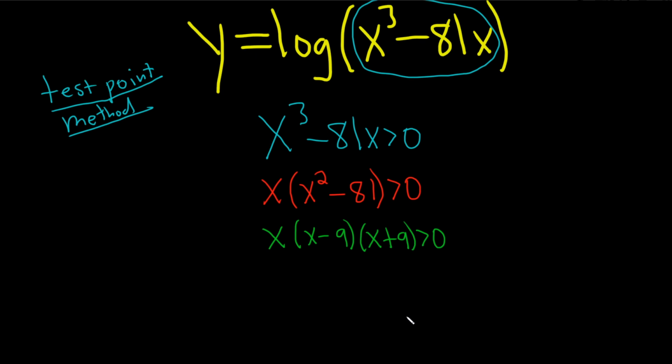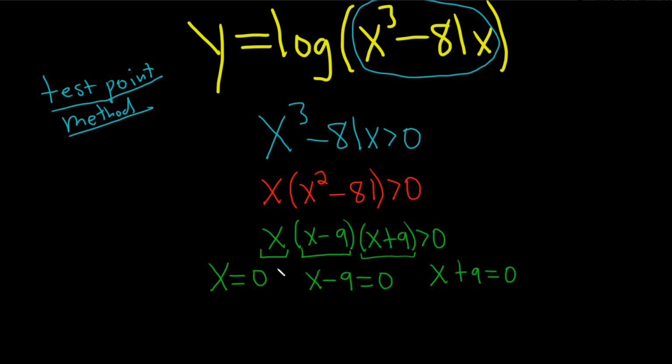The second step in the test point method is to take each of these factors and set them equal to 0. So we'll set x equal to 0, x minus 9 equal to 0, and x plus 9 equal to 0. This is often a source of confusion. People are often confused as to why you do this. Why here do we have a greater than, and then all of a sudden we have equals here? The real answer is because we're just following the steps in the test point method.